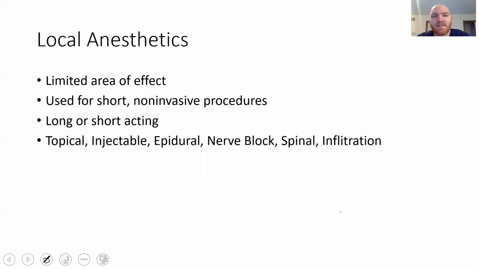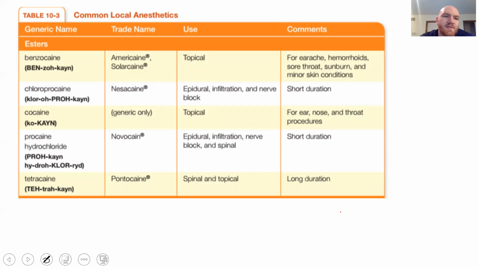So, local anesthetics have a limited area of effect. They're used for a short procedure. They can be used for longer procedures, but generally for short duration procedures. And then there's different drugs. They can have different properties and then have different delivery routes. So some examples are benzocaine, procaine, tetracaine. These are all ester type local anesthetics. And then actually cocaine is in this class.